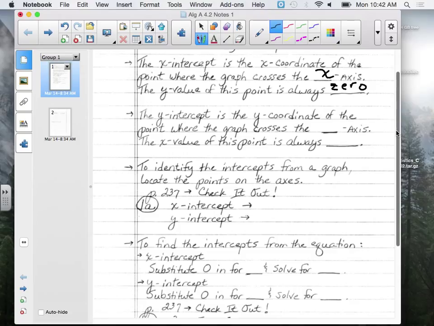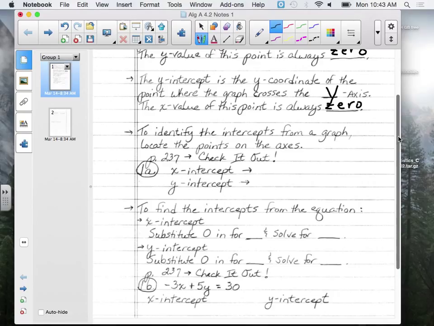Now, so that was the x-intercept. The y-intercept is the y-coordinate of the point where the graph crosses the y-axis. So, same thing. This is 0, 3. The x value is 0. So it's safe to say that all x values for y-intercepts are 0. I'm just hammering it in.